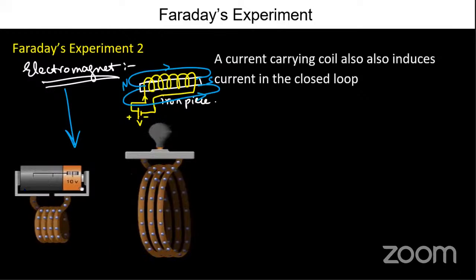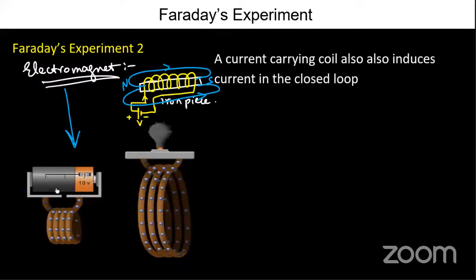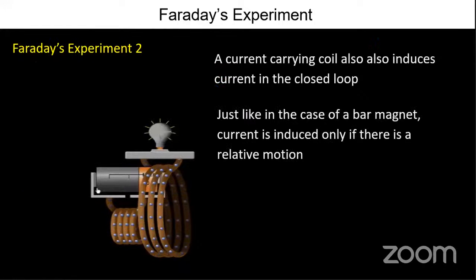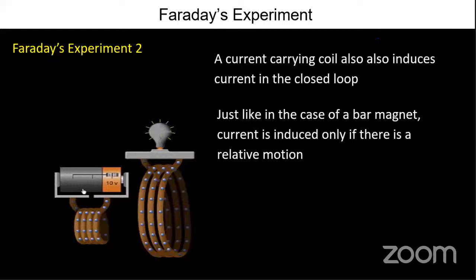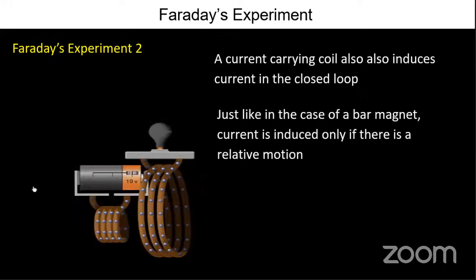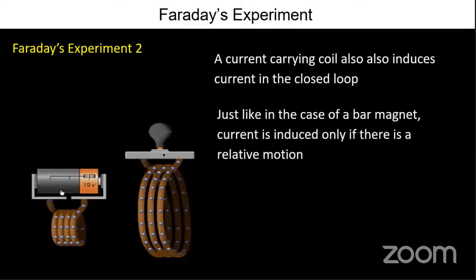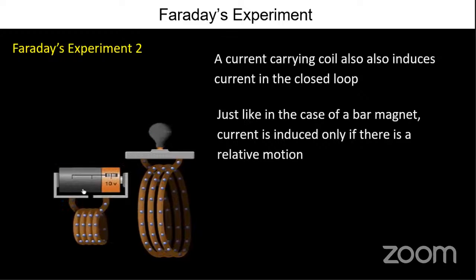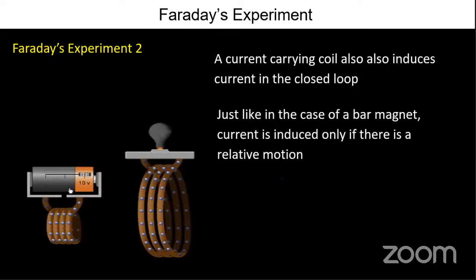He tried to change the magnetic flux in the coil. Then an EMF was produced. Just like the case of a bar magnet, current was induced only when there was relative motion. Only when the coil was moving, there was relative motion between the closed loop of the coil, which is connected to the bulb, and the electromagnet. Only then was some EMF produced because of the relative motion.